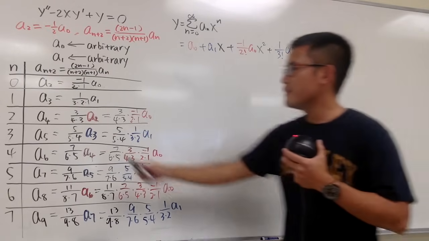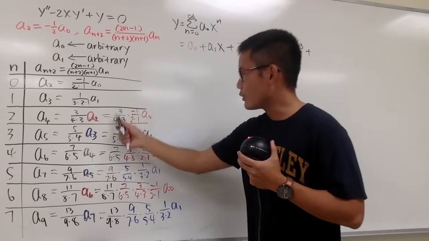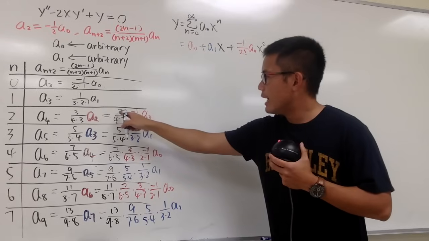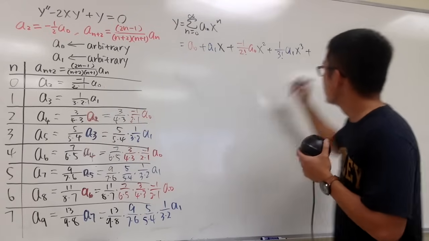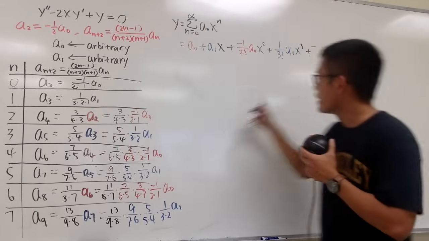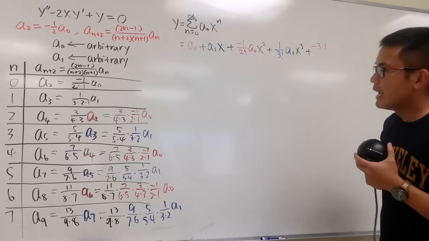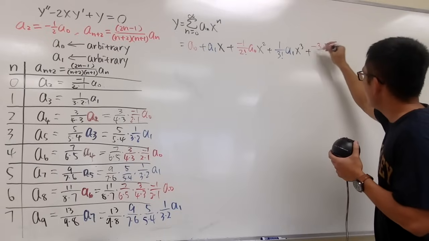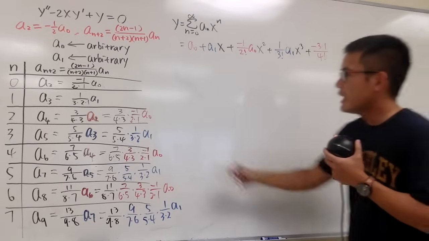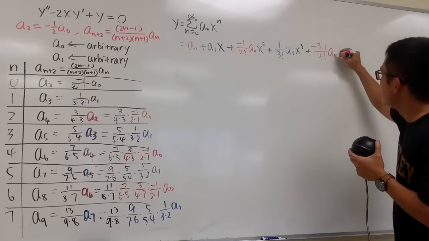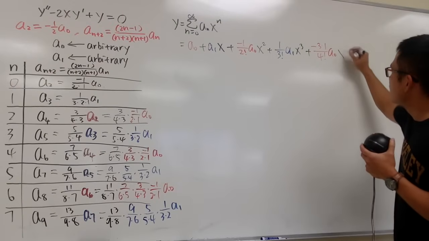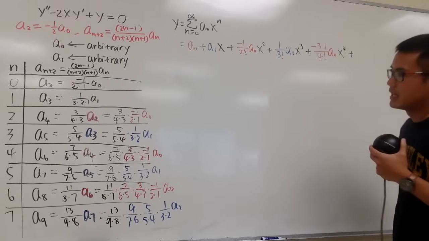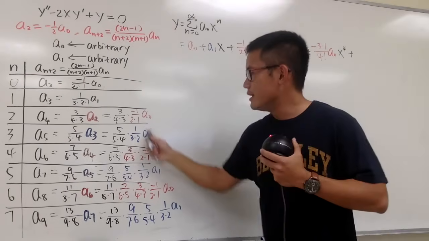And what's next? Plus A4, which is all that. And let me write it down like this. Plus, and I will put down negative all the way in the front, like this, and then 3 times 1, like this. And then on the bottom, it's going to be 4 factorial. So we have this over 4 factorial, and then we multiply by A0, and then we have the x to the 4th power. And I'm going to do the next one, plus A5, which is this right here.